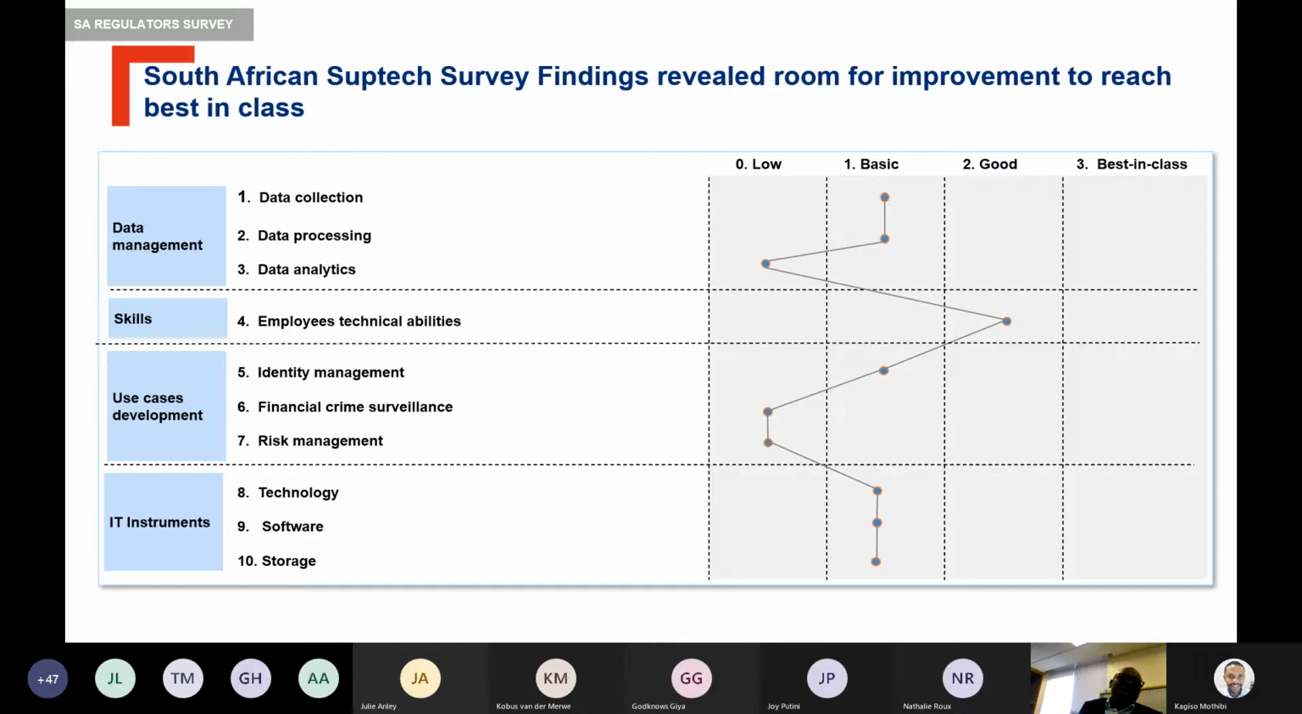As you can see on my right here, we've got scales from low, basic, good, and best in class. For example, under data management, the overall scale which South Africa was found operating in was sort of basic, meaning that very few financial regulators in South Africa are actually making use of these Suptech tools to enable them to do the data management function.